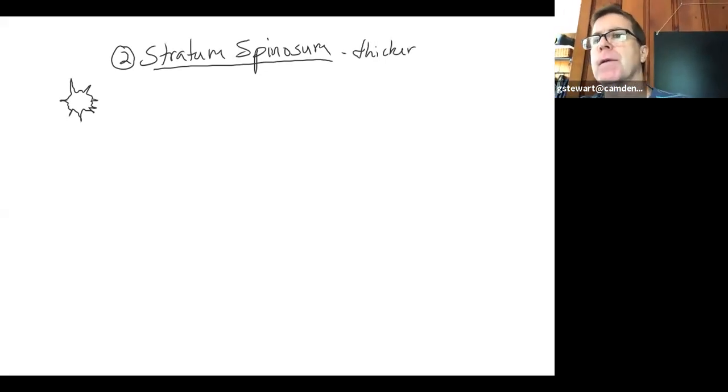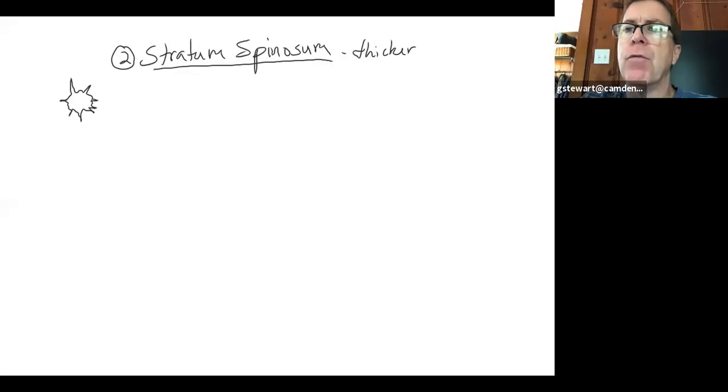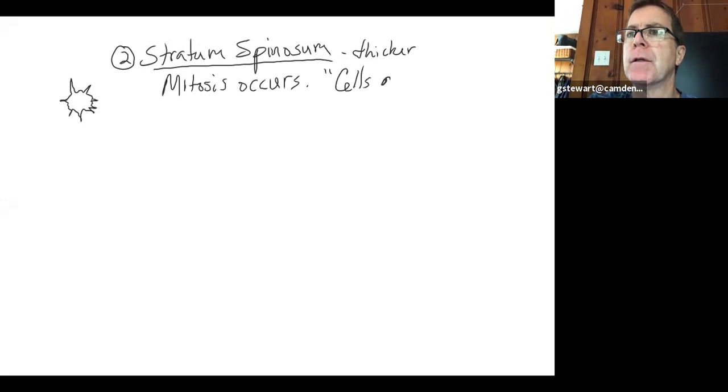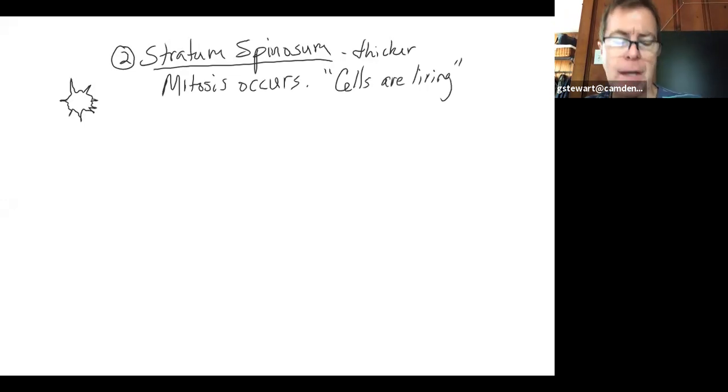So it's typically described as anywhere from 10 to 20 cell layers thick. That number varies based on what book you read. But nevertheless, it's quite a bit thicker in number of cell layers than the stratum basale. Mitosis still occurs, so there's still some cellular division in this layer. We still call the cells at this point alive, so the cells are living. They're going to die very quickly once they reach the top of this layer.